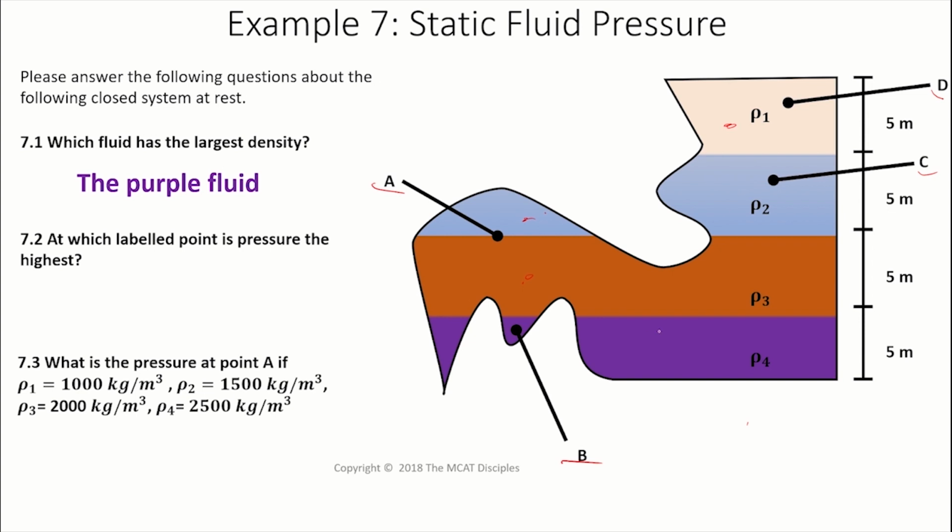It doesn't matter, again, because Pascal's principle says that the pressure here is going to be equal to the pressure here. So it doesn't matter that it's kind of off to the left here. This point here, B, is feeling the same amount of pressure as this point here. Okay? So that's going to be the highest pressure, regardless of where it is in the fluid. And that's what Pascal's principle is all about.